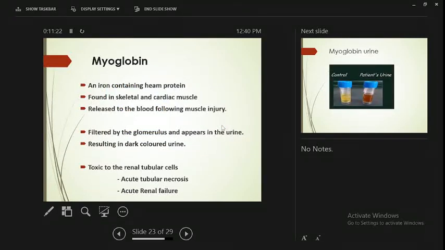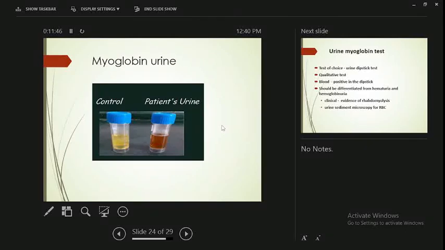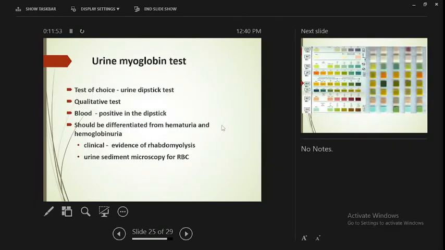So what is myoglobin? It's an iron-containing heme protein, mainly found in the skeletal and cardiac muscles. Following muscle injury, it will be released into the blood, filtered by the glomeruli and appear in the urine. It will cause a dark color in the urine. It is toxic to the renal tubular cells, causes damage to them, and can cause renal tubular necrosis and renal failure. So this is the appearance of the patient's urine sample, dark color urine.